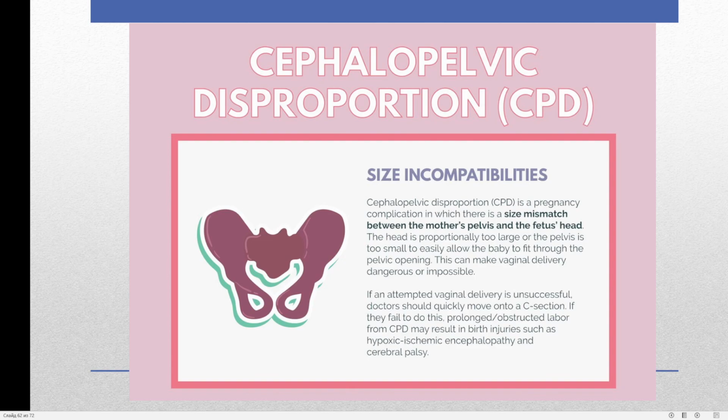If an attempted vaginal delivery is unsuccessful, doctors should quickly move on to a cesarean section. I will repeat later about it again. If they fail to do this, prolonged obstructed labor from cephalopelvic disproportion may result in birth injuries such as hypoxic ischemic encephalopathy and cerebral palsy. But not only this. Later I will show some other possible complications.